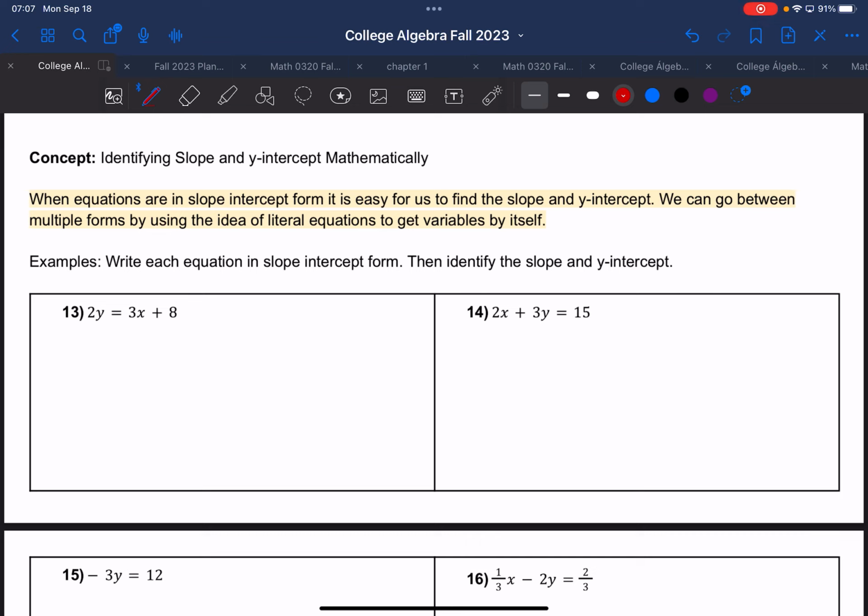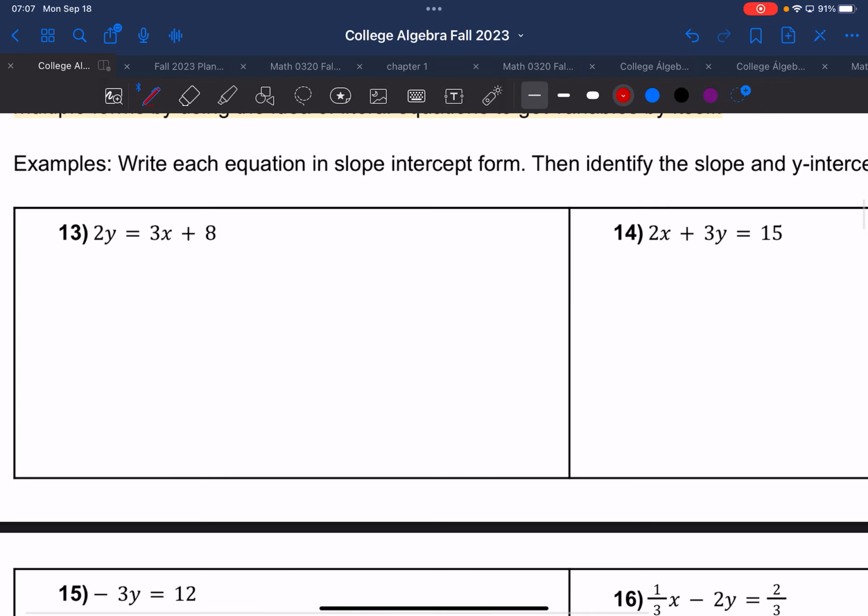Looking at 13, is this in slope-intercept form, yes or no? Are you sure? No, it's not, because y is not by itself yet. In order to get y by itself, we're going to have to do what? Divide by 2. If I divide every term by 2, I get y is equal to 3 halves x plus 4. Now this is in y equals mx plus b form. We can clearly see the slope and the y-intercept.